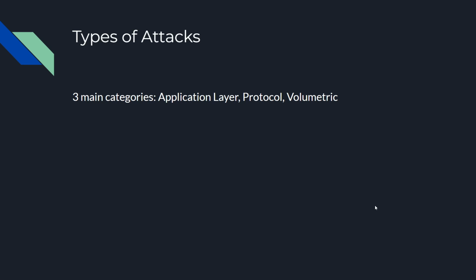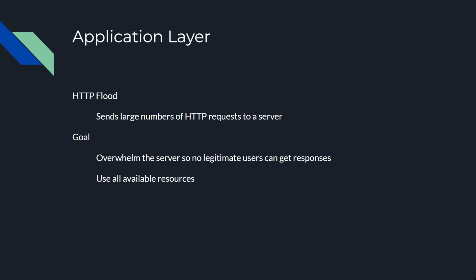Now let's talk about some types of attacks. There are three main categories that attack different spots in the process: application layer, protocol, and volumetric. We'll go through each of those real quick. So this is just one example, but an application layer attack attacks the application itself, right? So with Facebook.com, you're attacking the application that's serving that website.